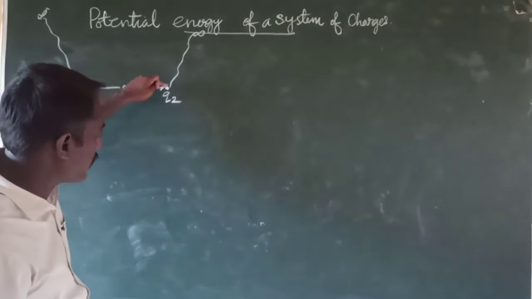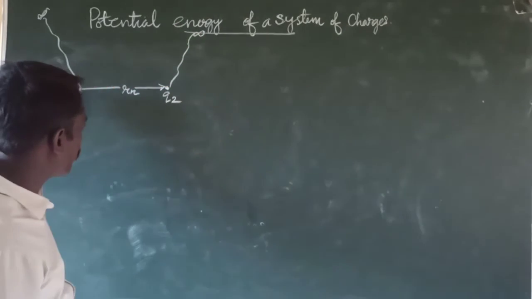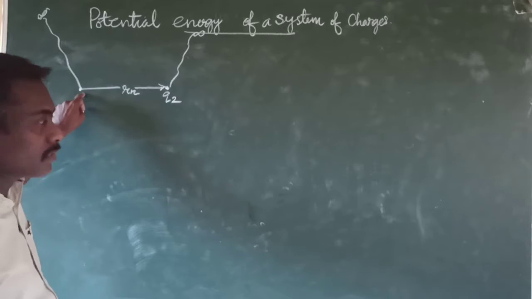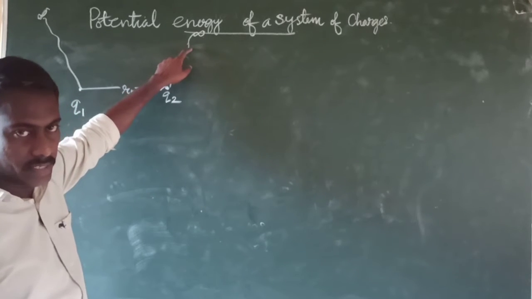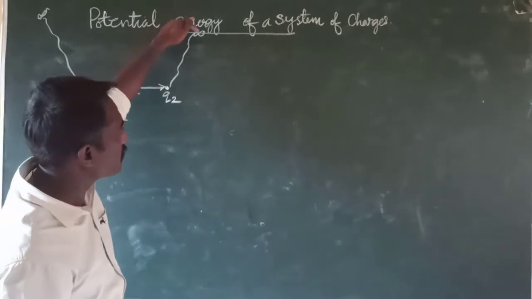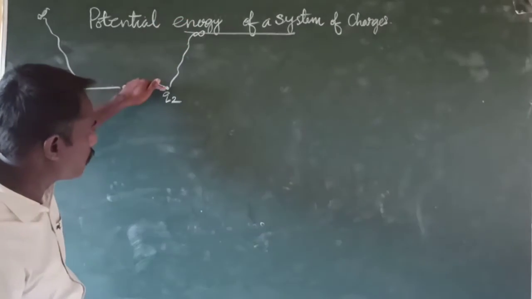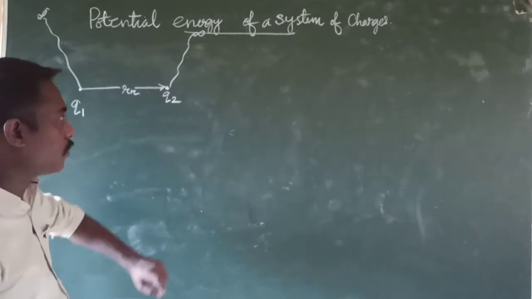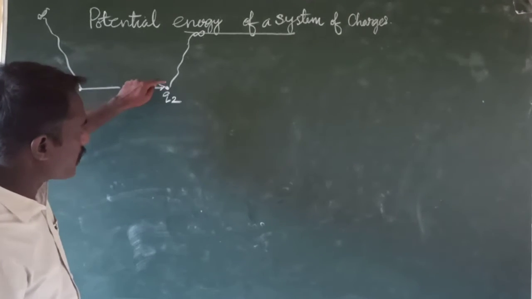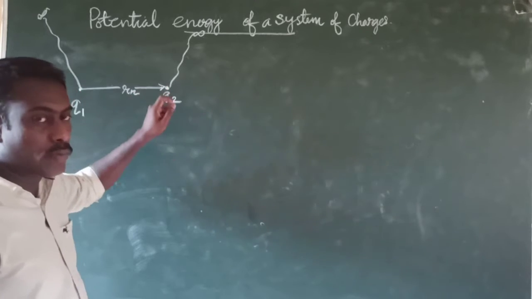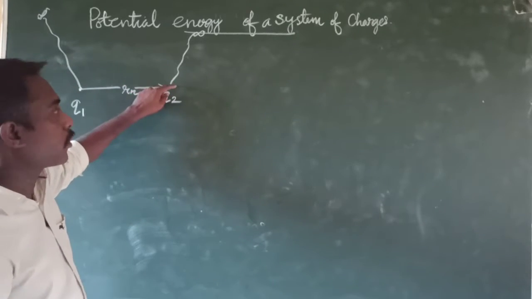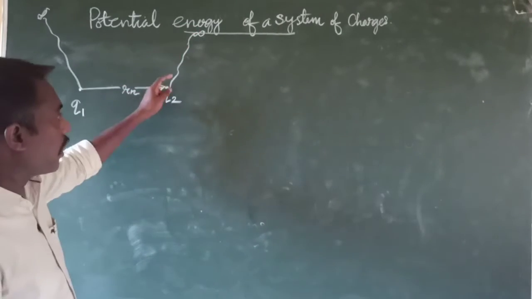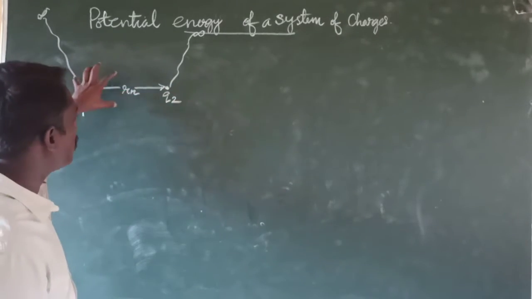As it is brought to the point here, the charge is moving inside the electric field produced by the charge Q1. So a force must be used to bring this charge Q2 from infinity to the point here. An external force is used, so there will be work done. The potential energy of charge Q2 at this point will be equal to that work done for bringing the charge from infinity to the point. Clear?